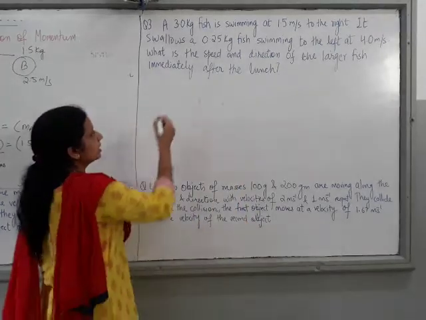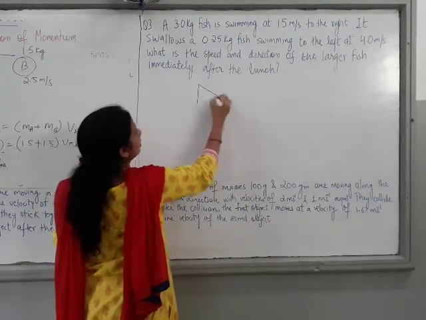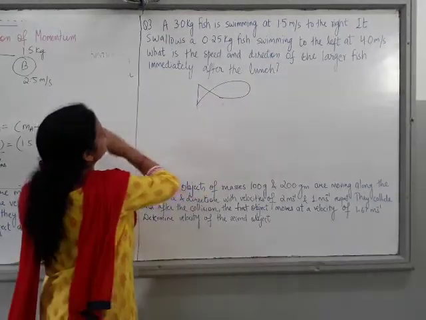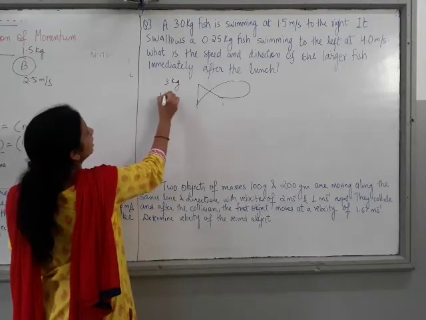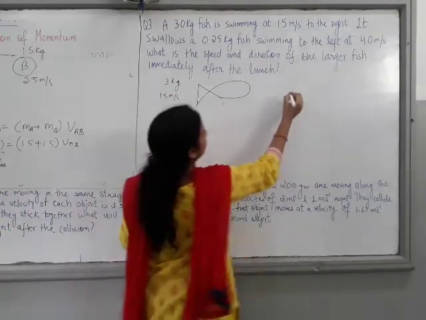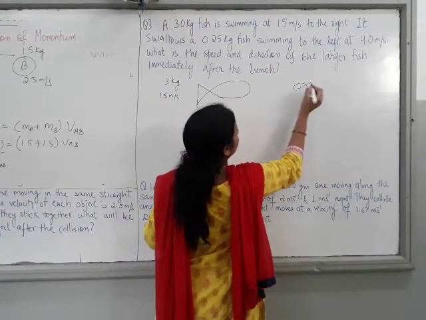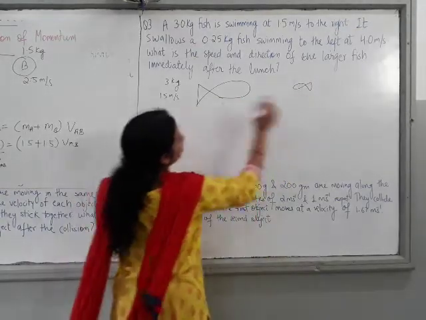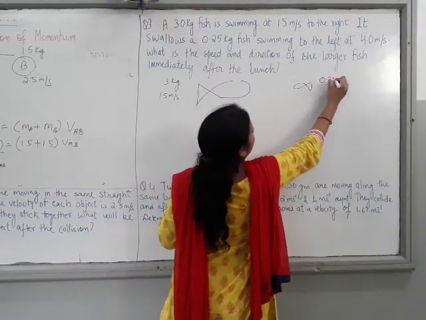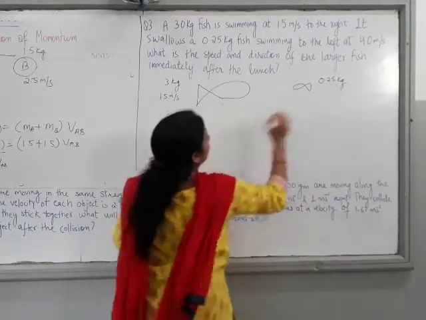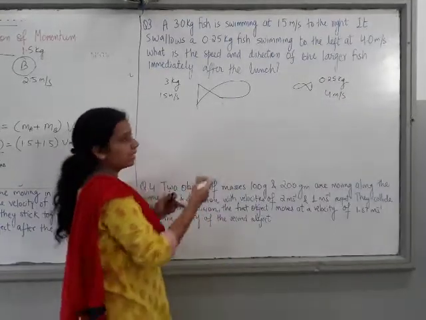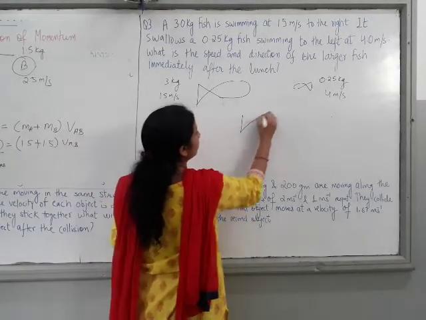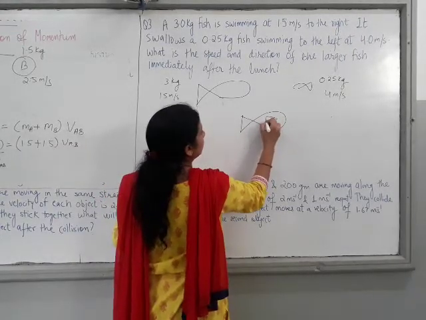So first thing, make a diagram. This is your bigger fish. Its mass is 3 kg and it is moving with 1.5 meters per second. And the small fish is here, moving towards this big fish. Its mass is 0.25 kg and it is moving with 4 meters per second. Then they come very close to each other, and this big fish will eat the smaller one.